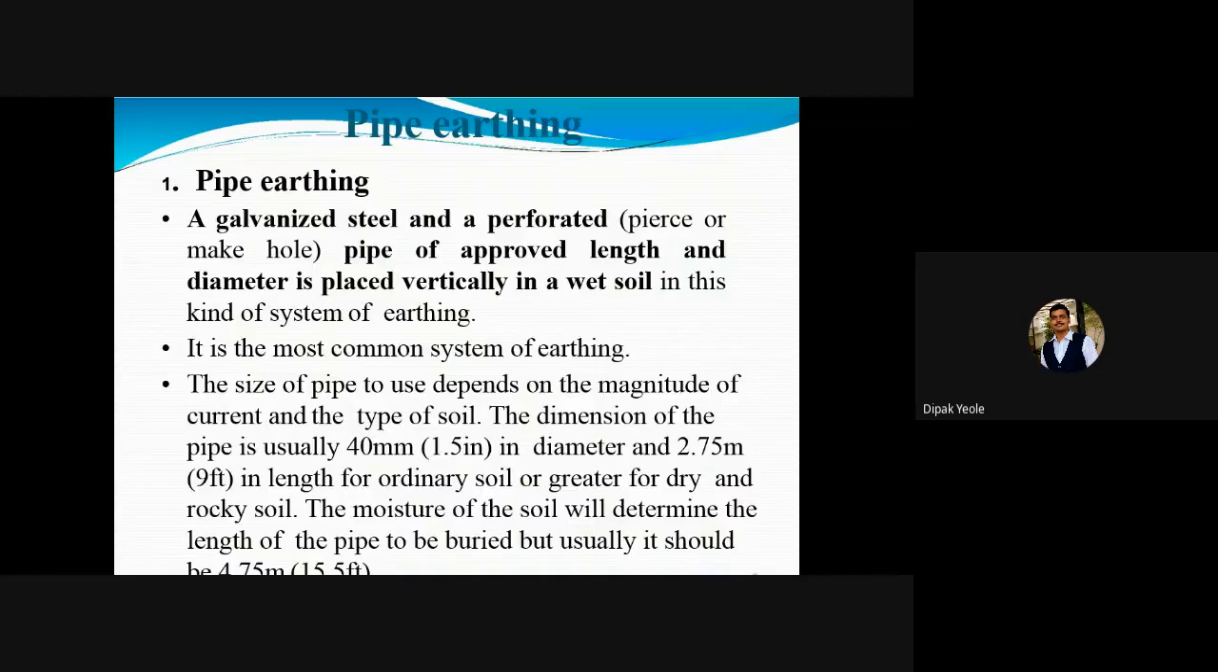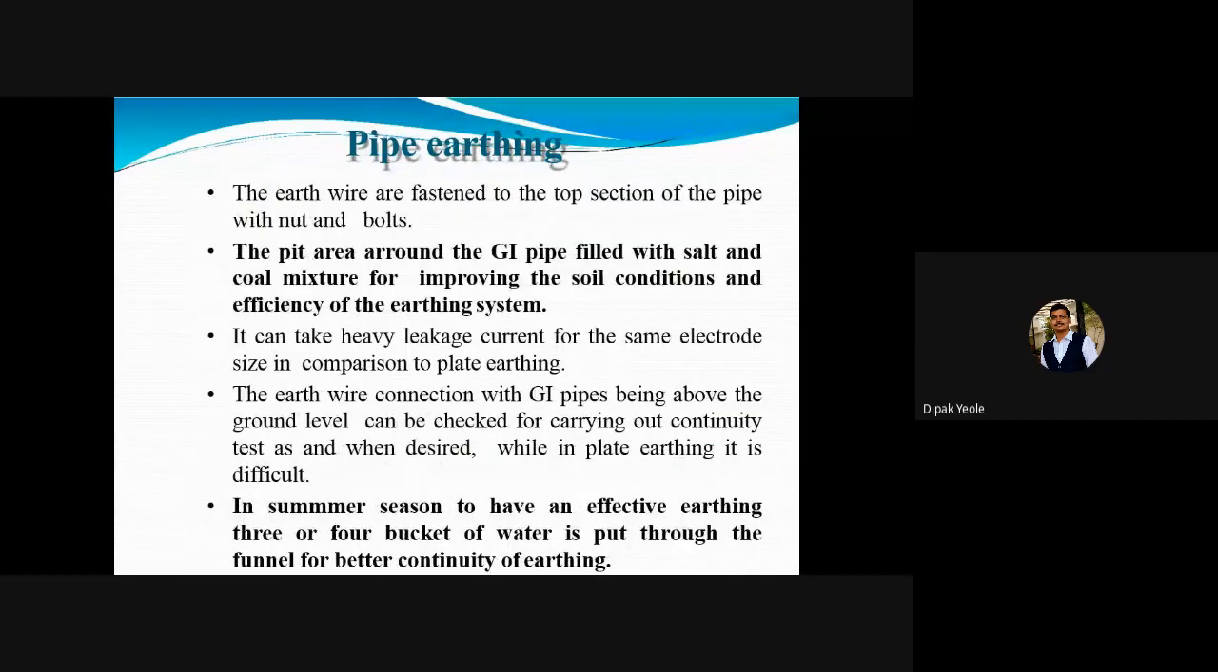Now, what is the meaning of pipe earthing? We have to use the pipe as an electrode, obviously, and there is a dimension: length and diameter, placed vertically in the wet soil. So we have to use the pipe with a dimension of 40 millimeter in diameter and 2.75 meter in length. That is important. In the summer season, to have an effective earthing, 3 to 4 buckets of water are to be put through the funnel for better continuity of earthing.